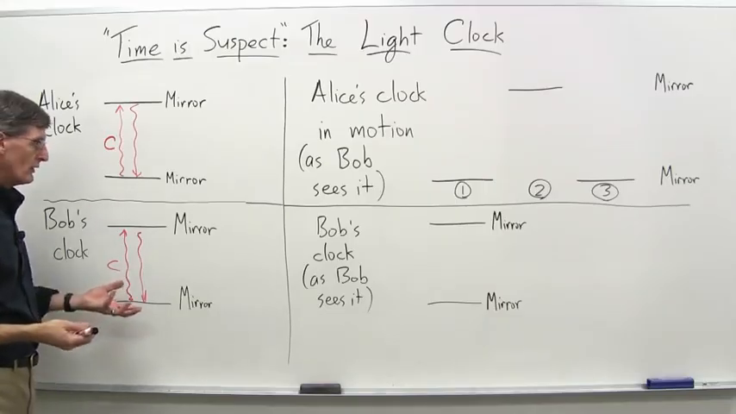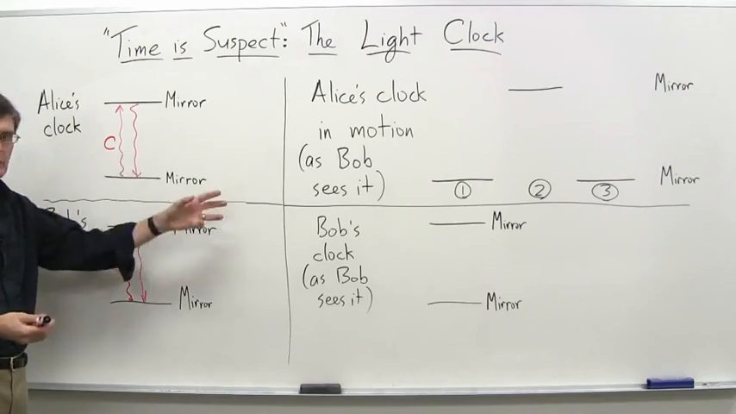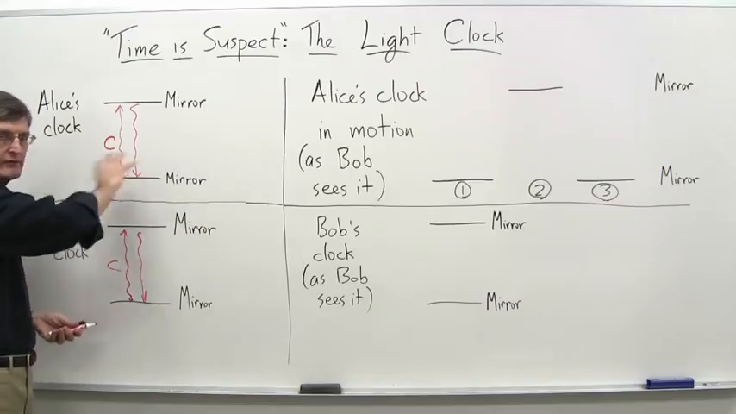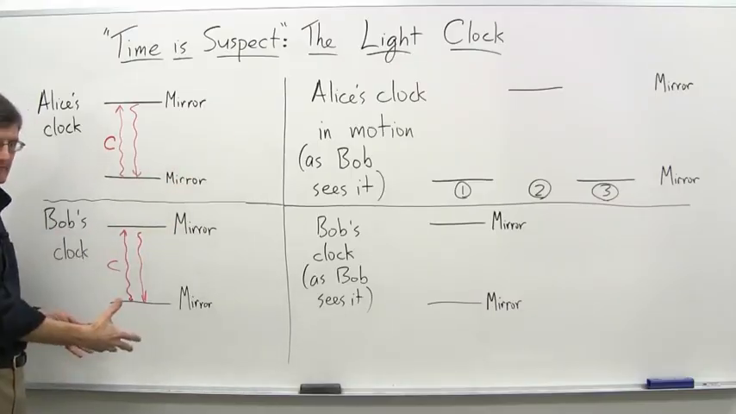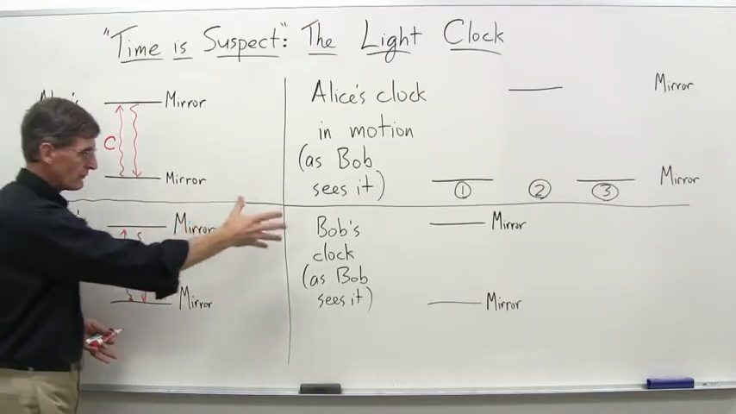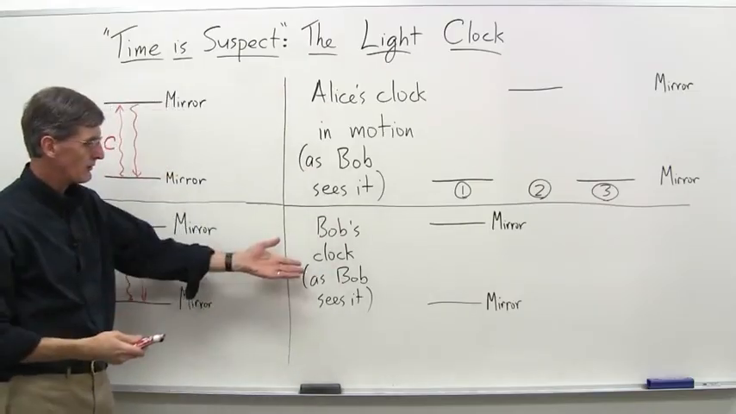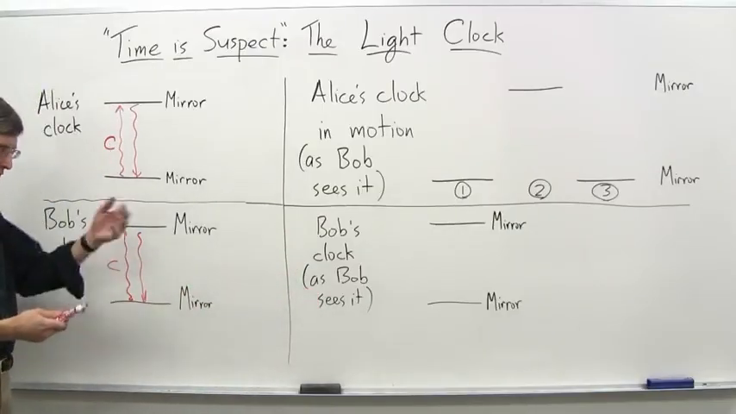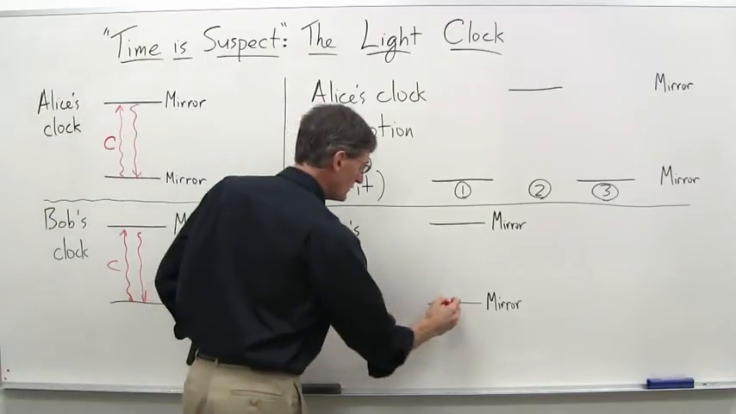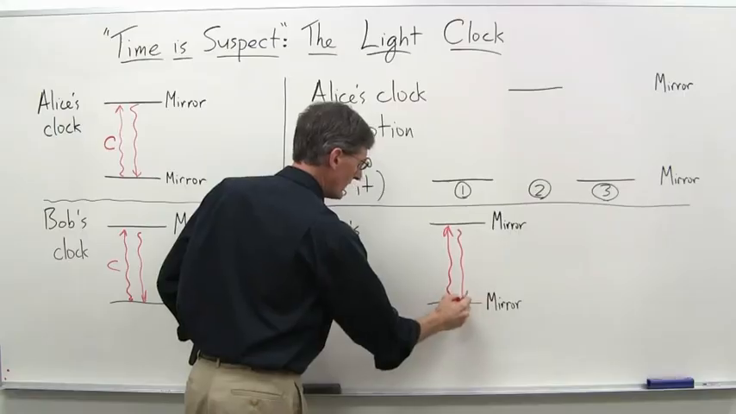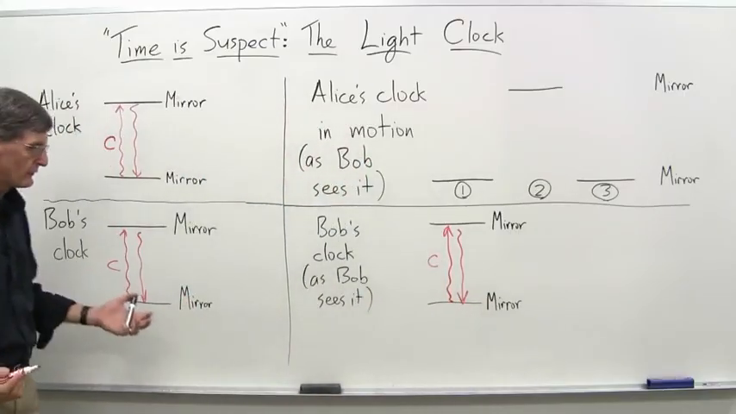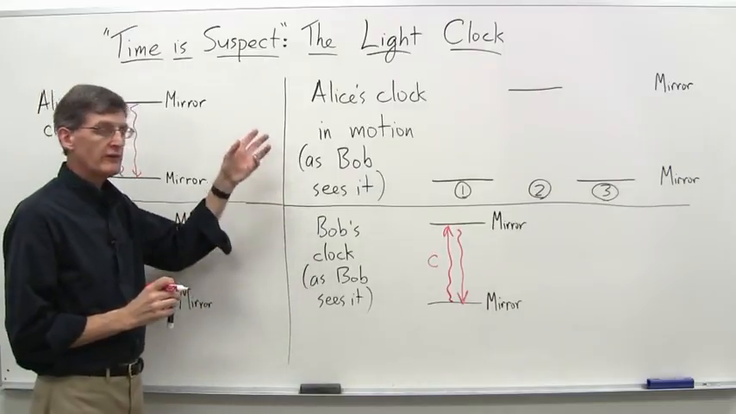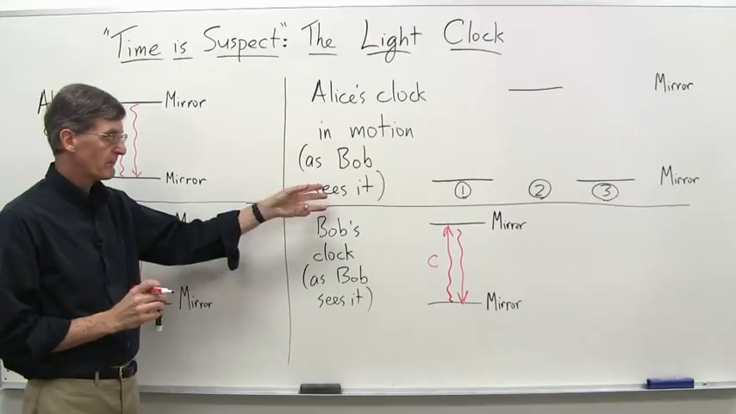Now what we want to do is set Alice's clock into motion. So we'll put it on her spaceship. She'll then be traveling with some velocity v. Bob will be observing in this case. And so this is our second situation here. Here's Bob's clock as Bob sees it. Again, no difference from over here. He's going to see the light travel up and down at speed c. So he's not seeing any difference. But now let's think about how Bob sees Alice's clock in motion.